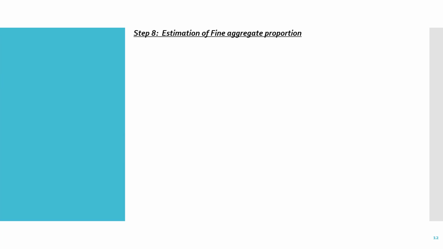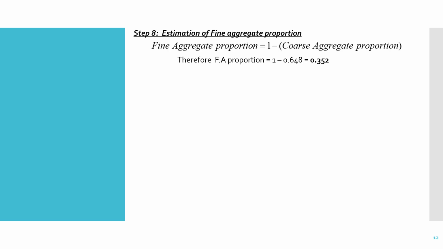Step 8 is for obtaining the fine aggregate proportion. It will be simply 1 minus coarse aggregate proportion, and therefore the fine aggregate proportion is 0.352.